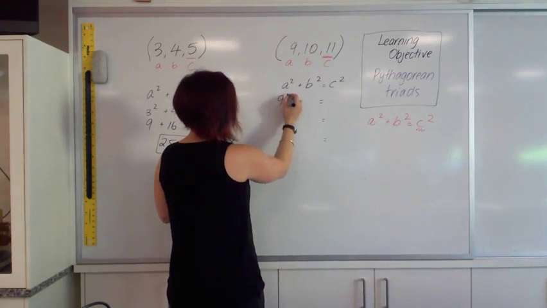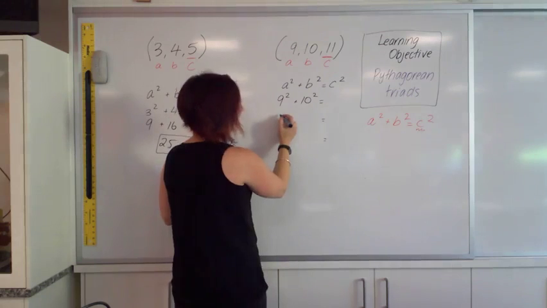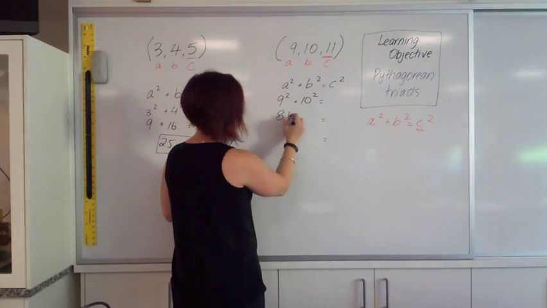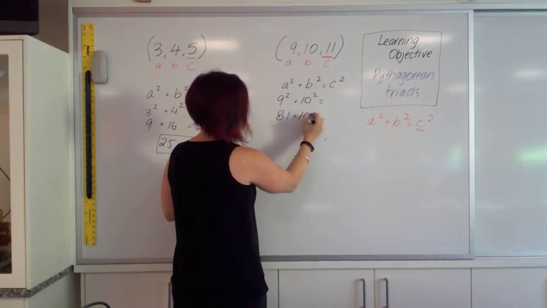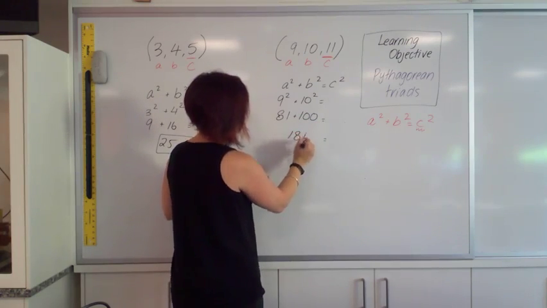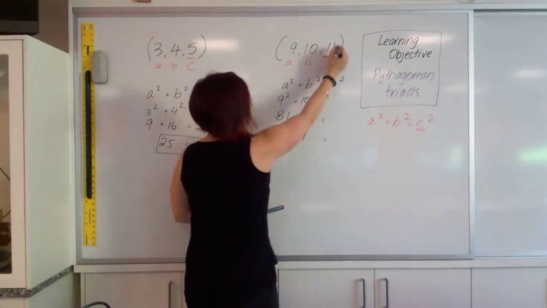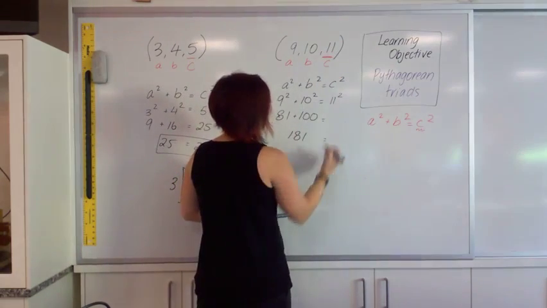So A is 9, B is 10. 9 times 9 is 81. 10 times 10 is 100. So 81 plus 100 is 181. Nice and easy so far. Let's check down this side now. C is 11, so we're going to do 11 squared.